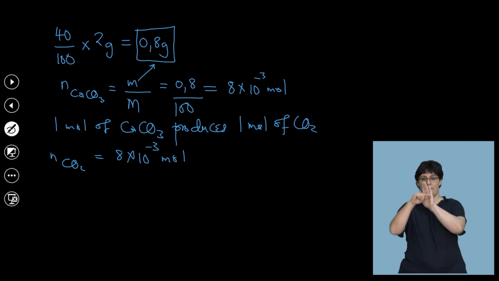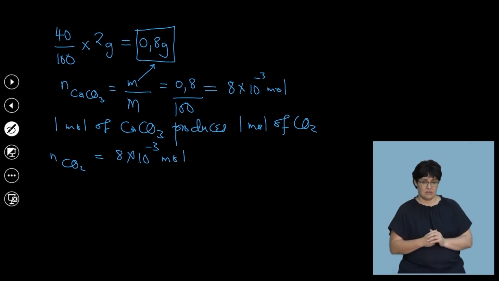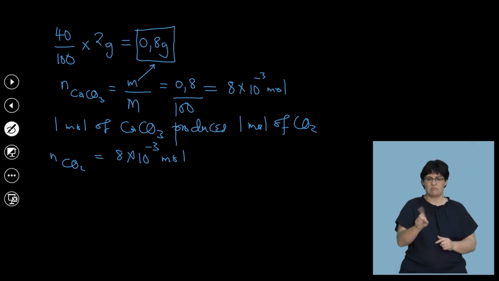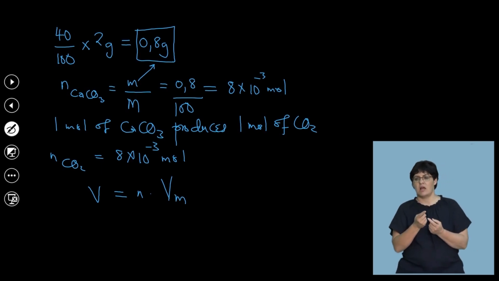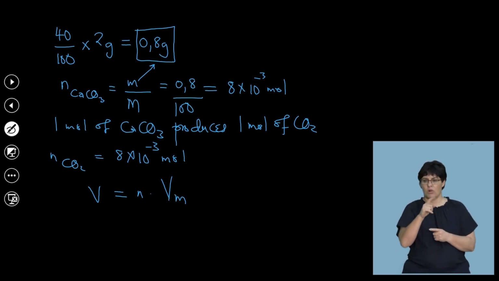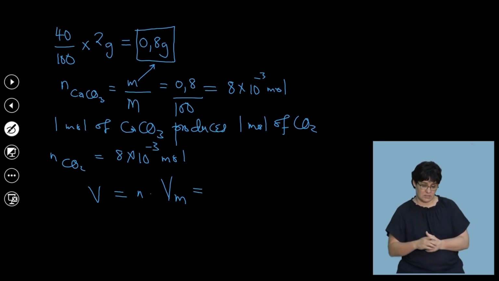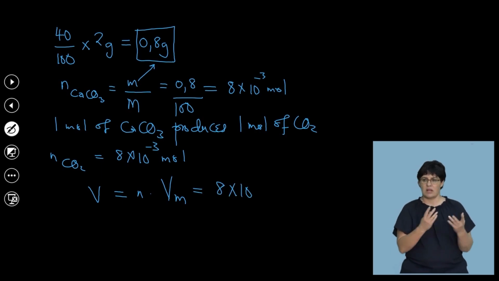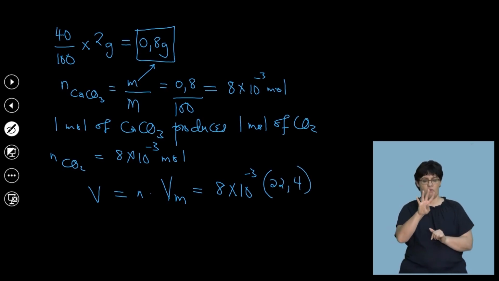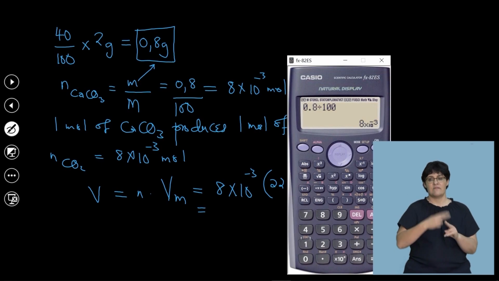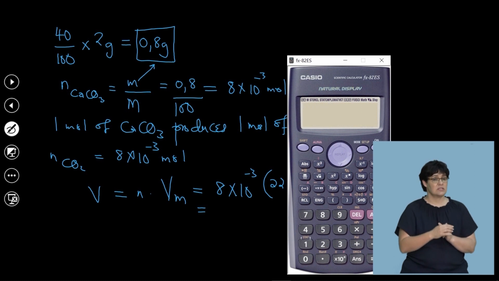Now we want to determine what volume will be that. So we know from our stoichiometry from grade 10, volume is equal to number of moles multiplied by the molar gas volume. That's the second part of our multi-step problem. So the number of moles is 8 times 10 negative 3 multiplied by the constant, which is 22.4 cubic decimeter per mole. So then the final calculation yields, what do we have here?